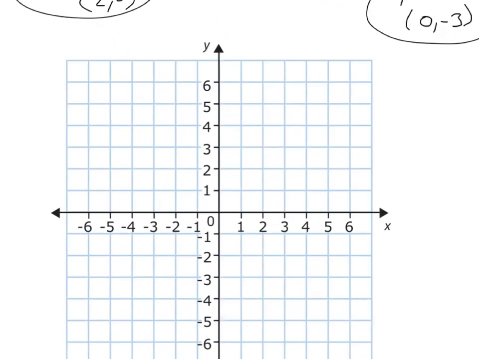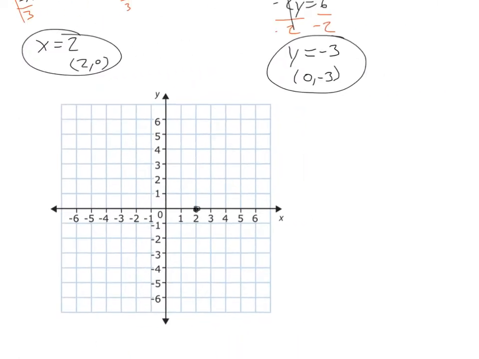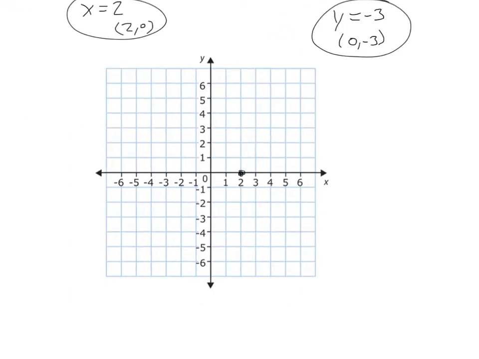Okay, so I'm going to go to my x-axis and find 2, and it's right there. I'm going to make a point. And then my y-intercept is going to be -3, so I'm going to go to my y-axis and go to -3. And it's going to be right there. And so then what can I do?